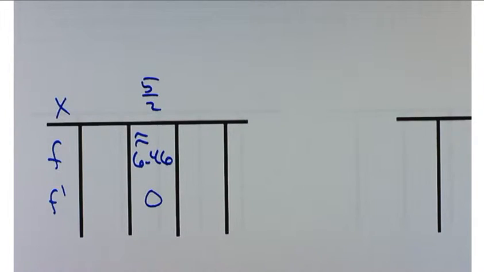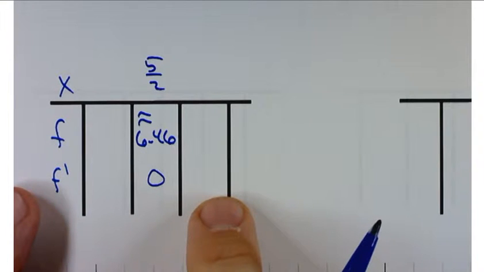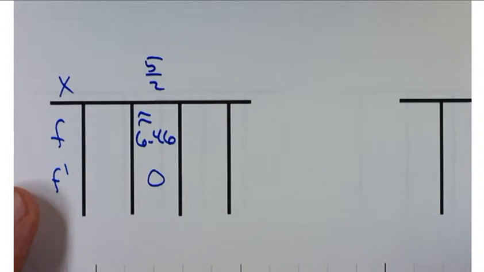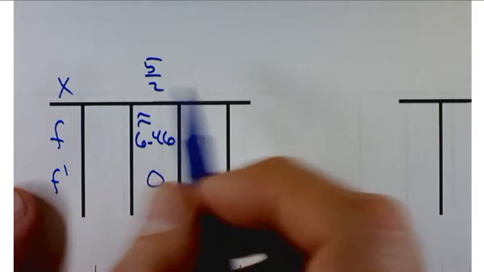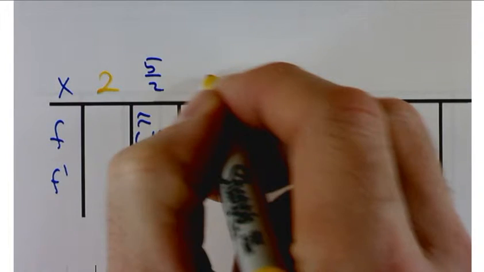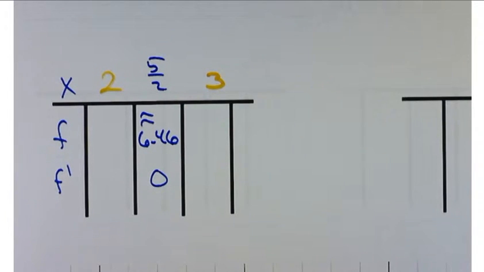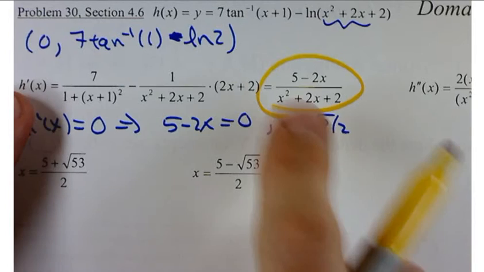Then what do I have to do? I need to test some values, right? So I need to test a value to the left of this and to the right of this. What would be some good values? 2 and 3. Sure, 2 and 3. I don't think we need to take out our graphing calculator. Let's just work with the numerator. The denominator is already positive.